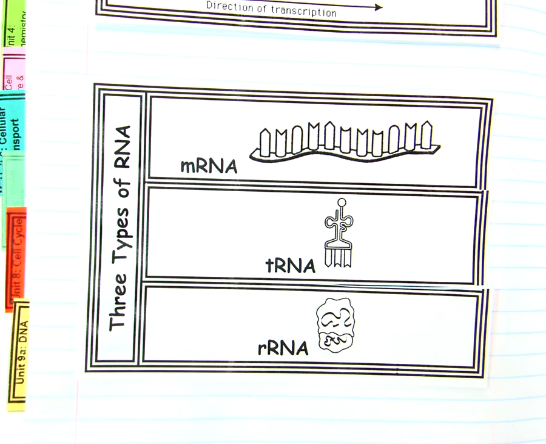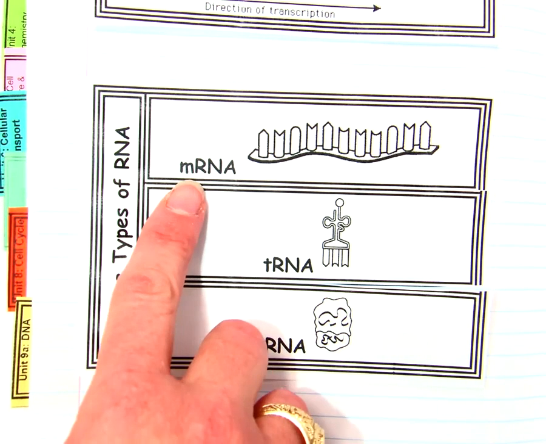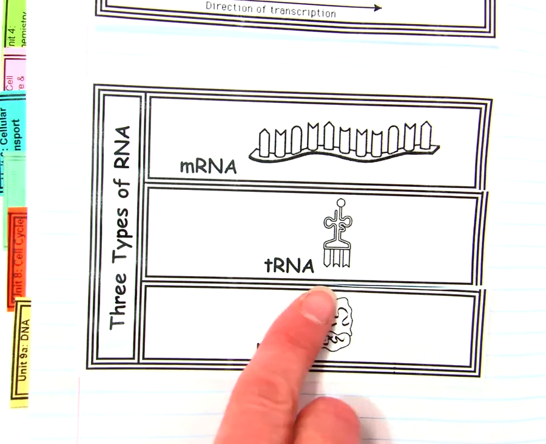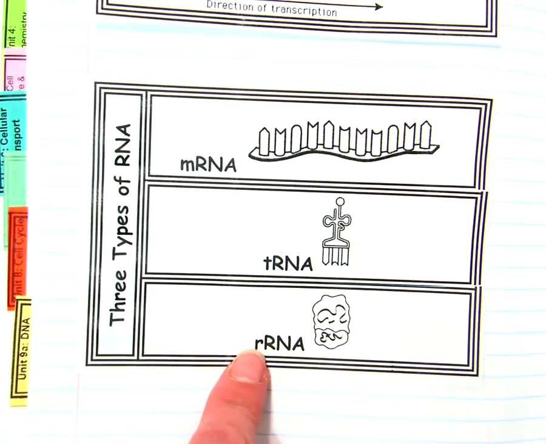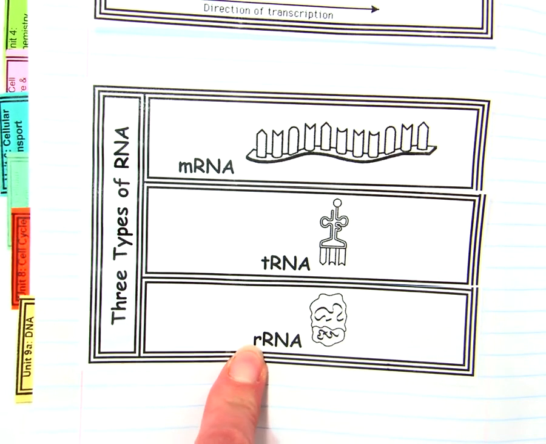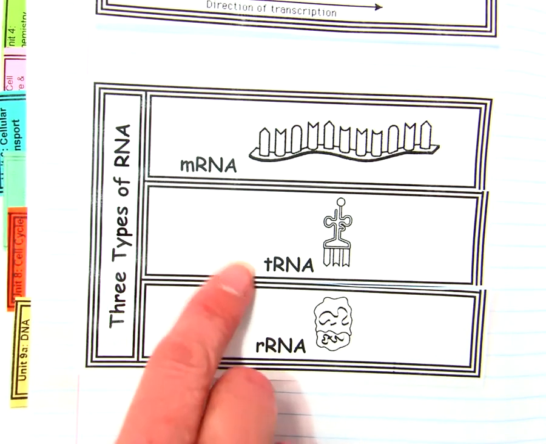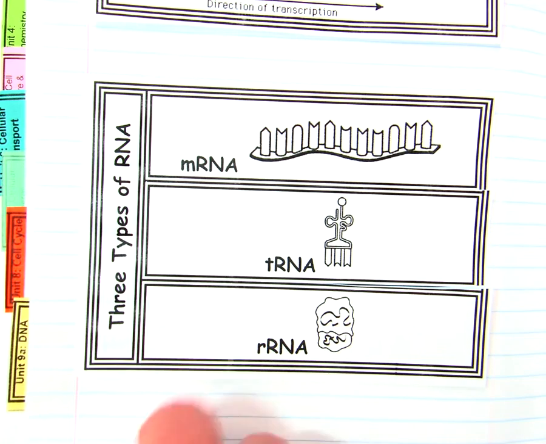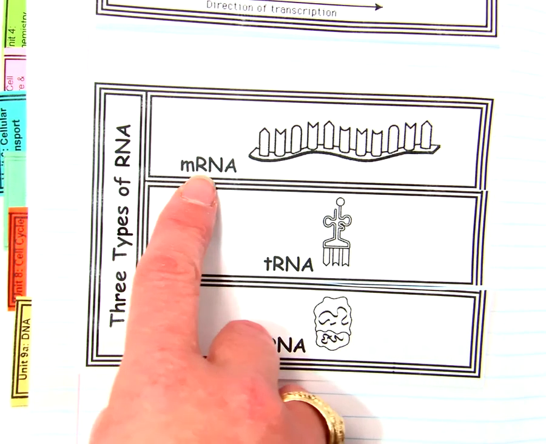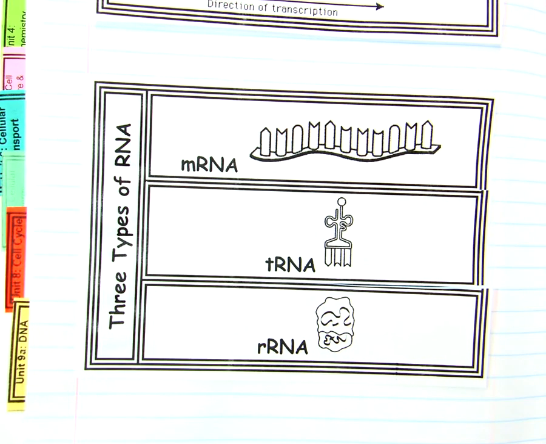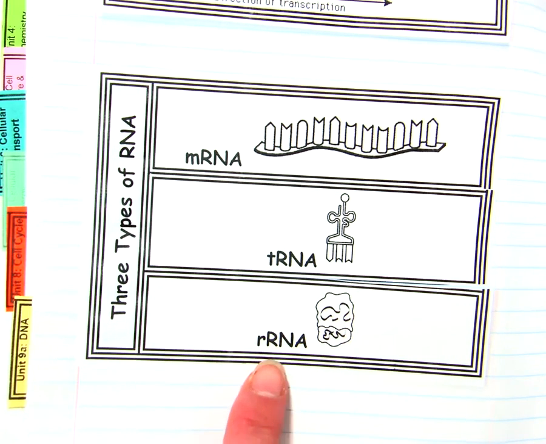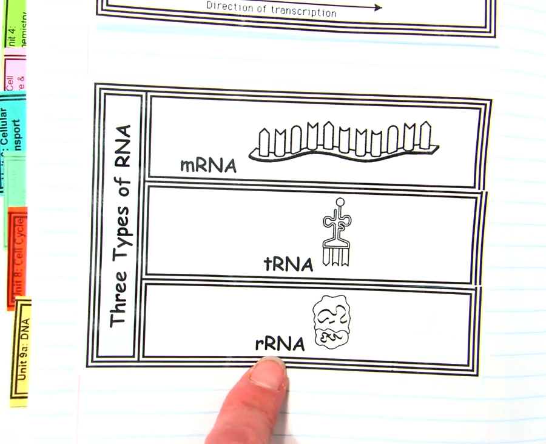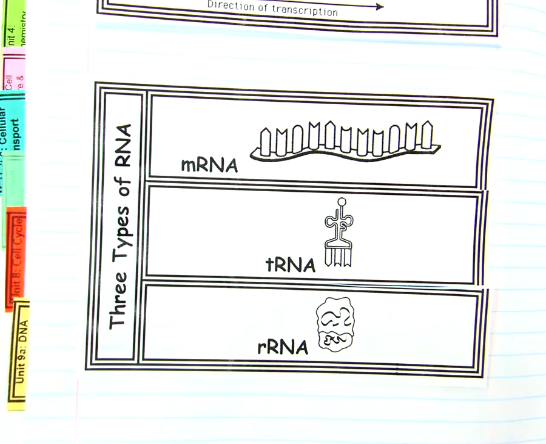Our 3 types of RNA. We have mRNA, tRNA, and rRNA. When you write these, the first letter is always lowercase. The next 3 letters, RNA, will always be uppercase. We can tell the difference. Really important down here with rRNA. It seems rather redundant, but it has a meaning.